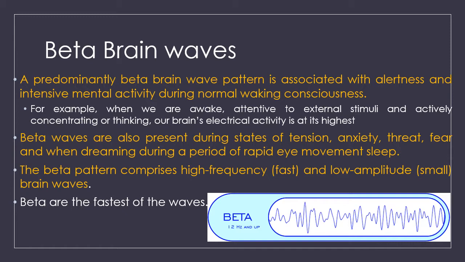Now it says here that beta brainwaves are actually present during this period of sleep. However, this is not true. It's actually beta-like brainwaves. So they're brainwaves that are very similar to beta, but they're called beta-like. So in dreaming, we go through beta-like brainwaves.